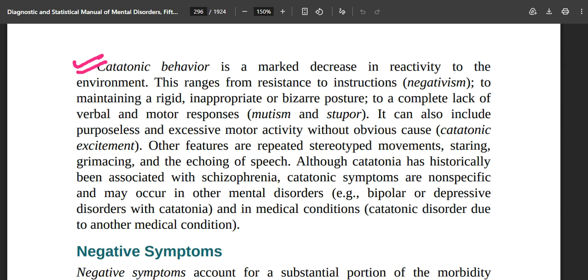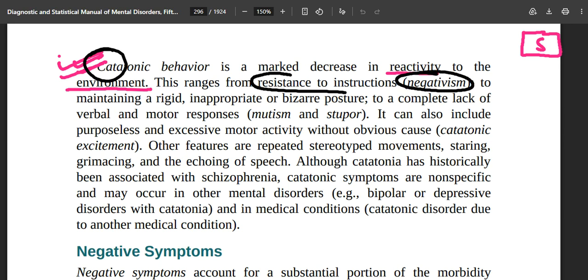Catatonic behavior is a marked decrease in reactivity to the environment. So if somebody has schizophrenia, do they have this catatonic behavior or not? If it is present, it will help the person who is going to diagnose. If it is not present, he or she might have to scratch their head. This ranges from resistance to instructions. Now we can include negativism, mutism, stupor, catatonic excitement, and all these things are included here.